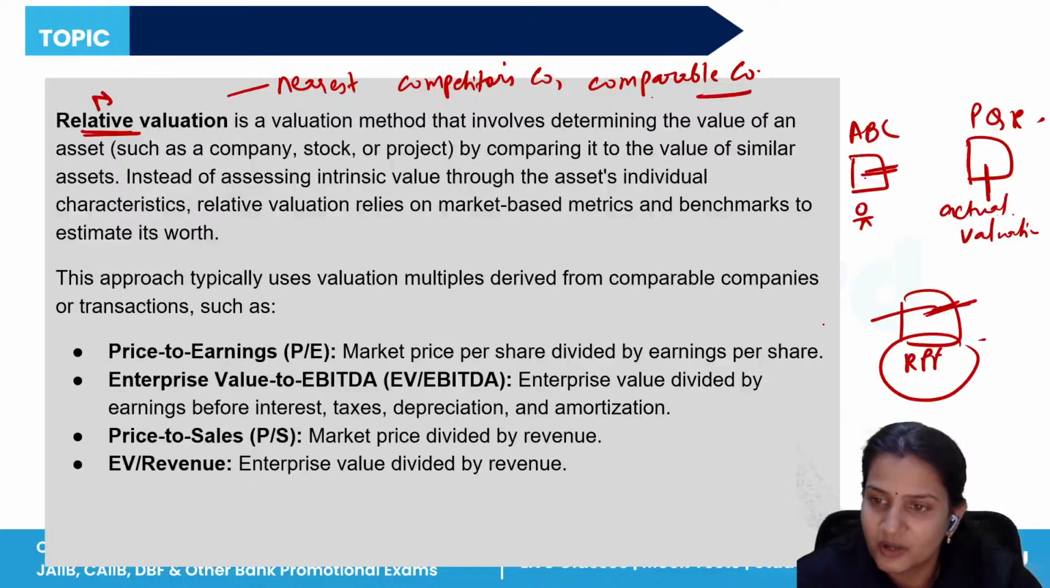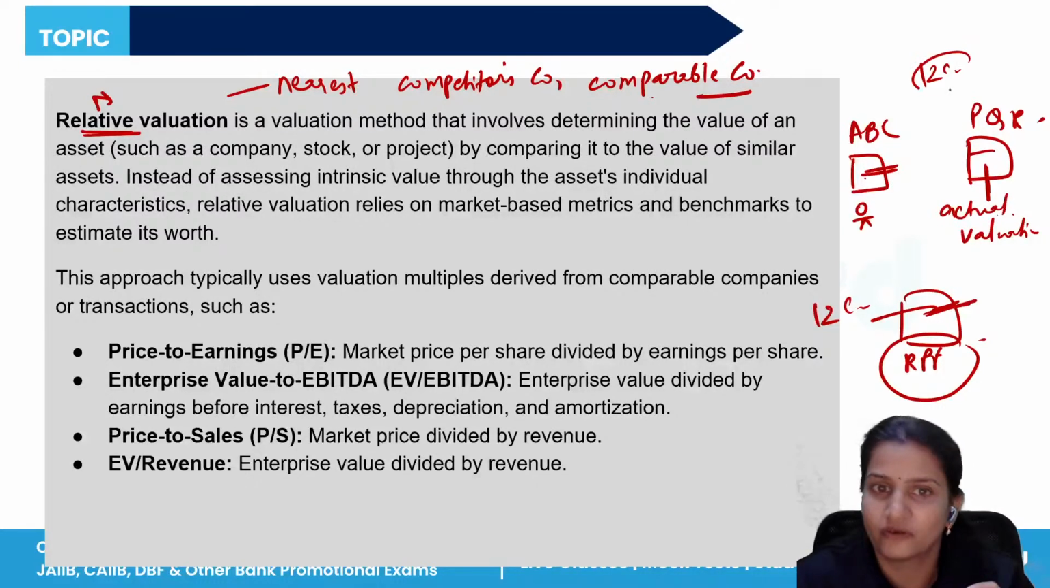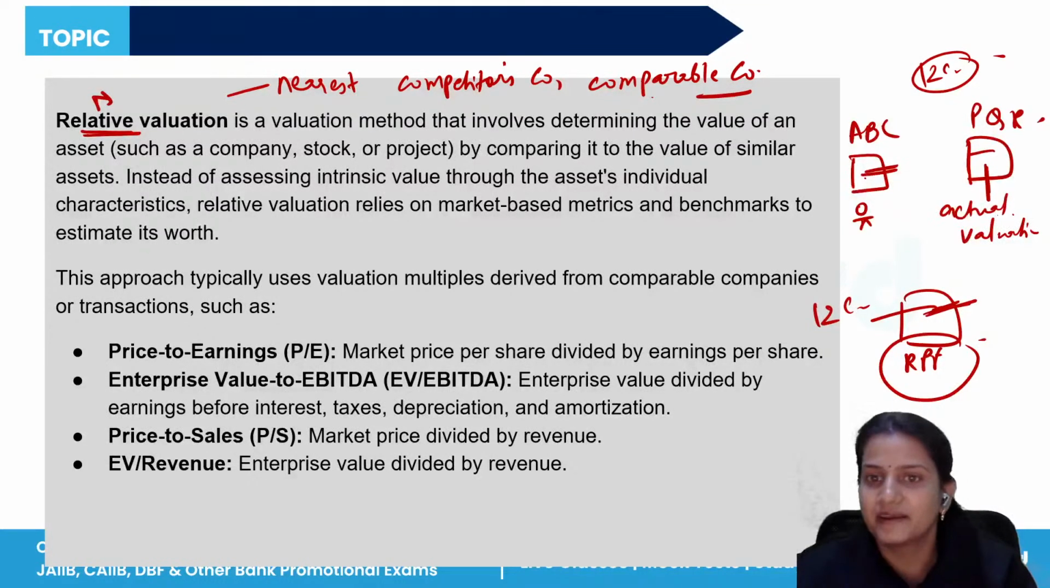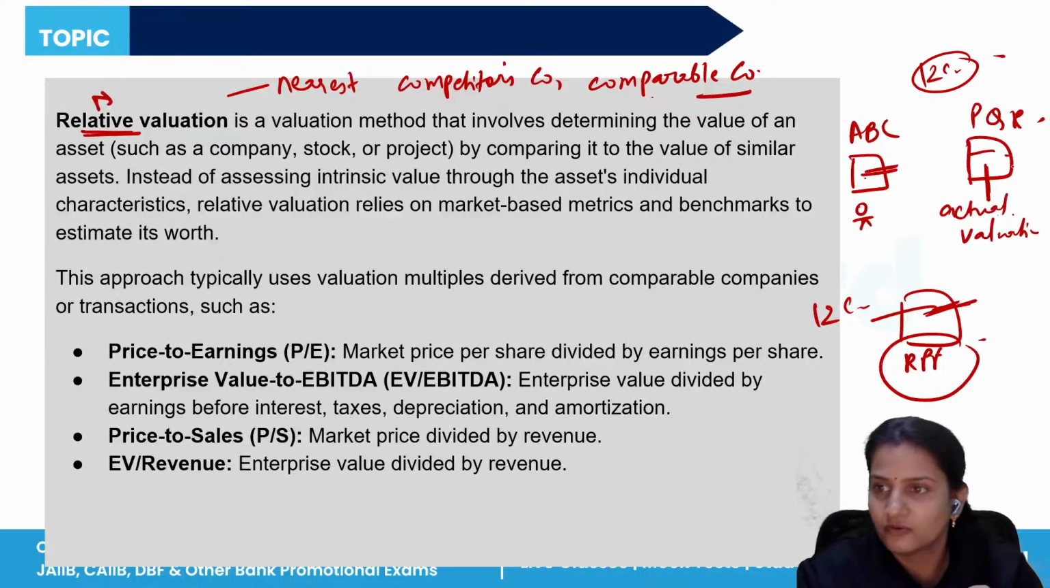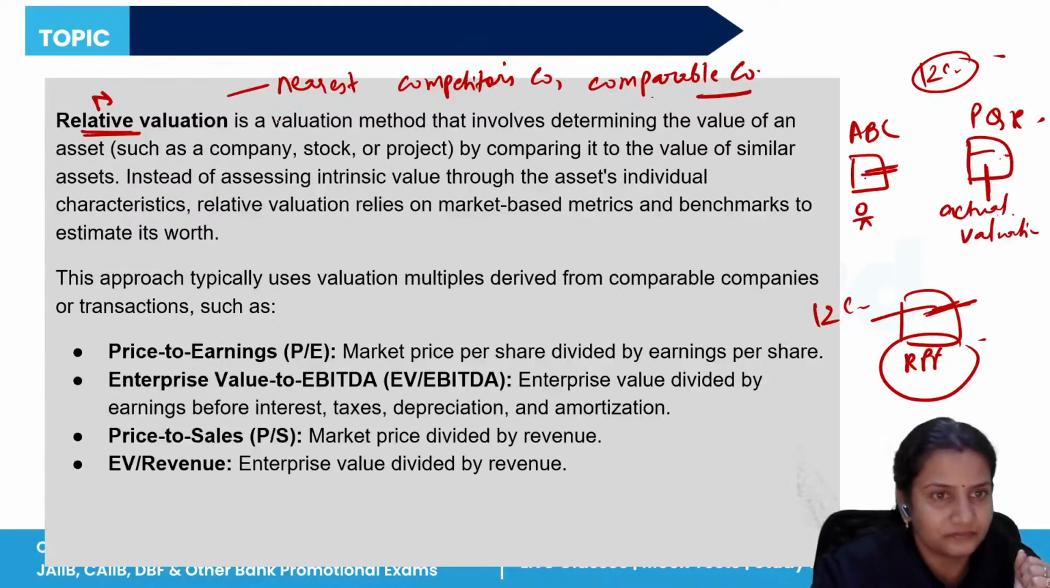So now the value of this company, let's take an example, is 12 crore. So ABC will purchase this particular company at the rate of 12 crore. It means comparing it to the value of similar assets. The company which has similar assets, similar type of working condition, the value of that company will be applied to the value of this company. So that is the 12 crore, with the value of the PQR company.